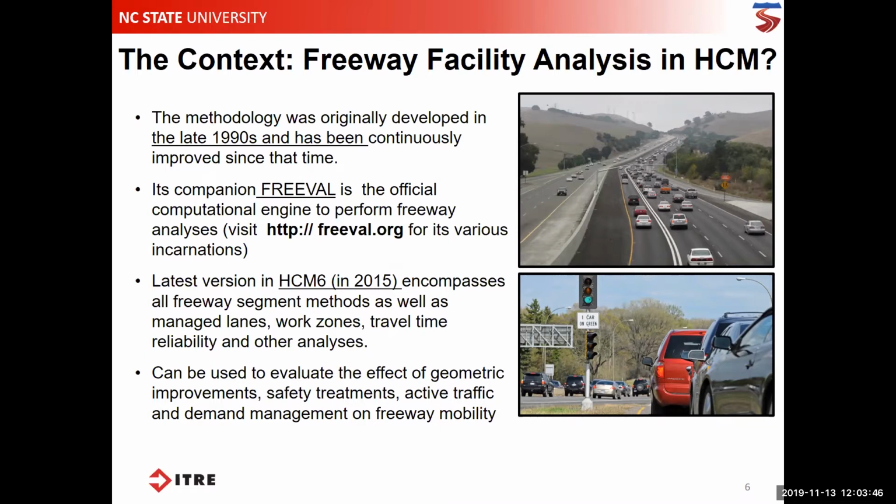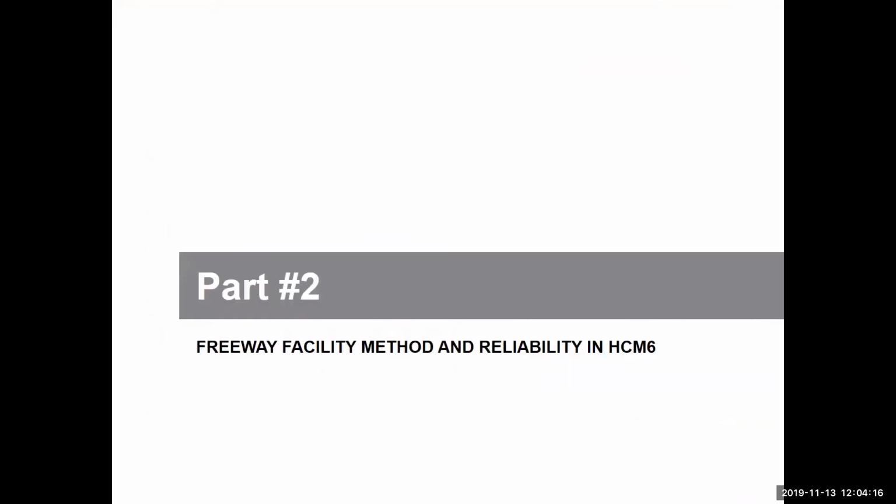Then back in 2015, the method was including essentially travel time reliability, starting with the SHRP2 project L08, which dealt with reliability in the HCM. And typically the methods can evaluate the effect of any geometric improvement, any safety treatment, active traffic and demand management, and how any of these impact freeway mobility.